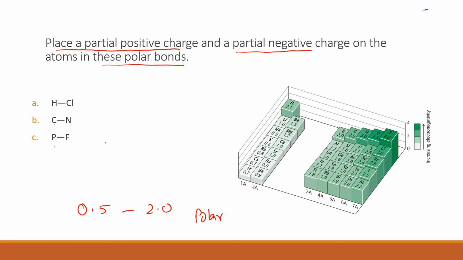So if we look at the periodic table, we'll find that chlorine has higher electronegativity than hydrogen, so it will have partial negative, hydrogen will have partial positive. And in case you want to draw the dipole, it will be this way. Similarly, the negative charge will be on nitrogen, positive charge will be on carbon. Fluorine will have the partial negative, phosphorus will have partial positive, and in all these bonds, the direction of the dipole will be from left side to right side.